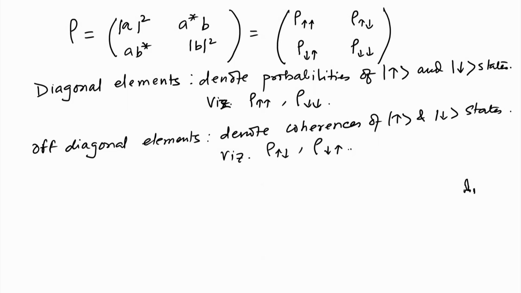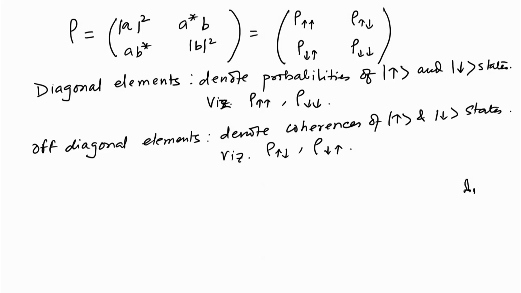Now, these coherences will be discussed in more detail later on in the context of coherent and squeezed states, etc. These coherences depend upon the phases, and so these are the ways to write the density matrix in terms of a 2 by 2 matrix.